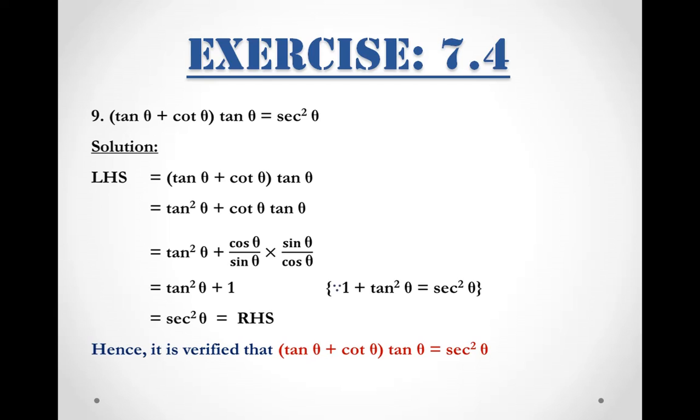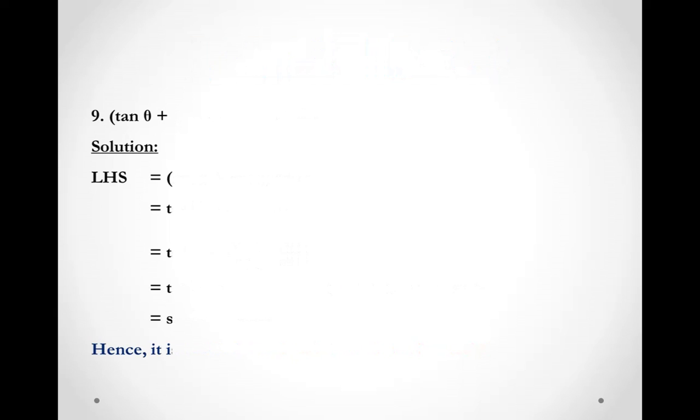Tan theta into tan theta, it becomes tan square theta plus tan theta into cot theta. Tan square theta remains same, writing cot theta as cos theta over sin theta, whereas tan theta as sin theta over cos theta. They will get cancelled and we will be left with only 1. So we have tan square theta plus 1, as we know from the main identity number 2 that 1 plus tan square theta is equal to secant square theta, and that is exactly equal to the right hand side. Hence we have verified the requirement.